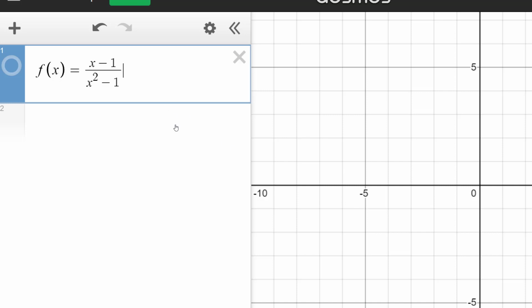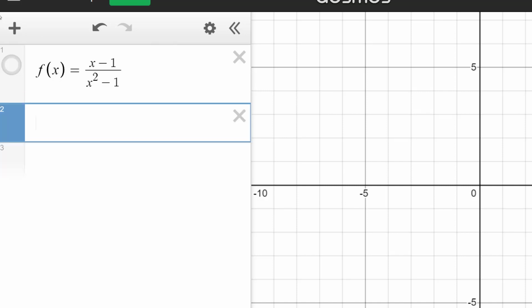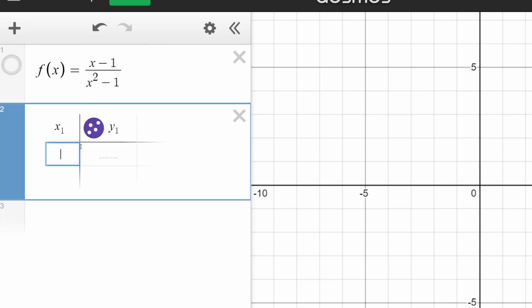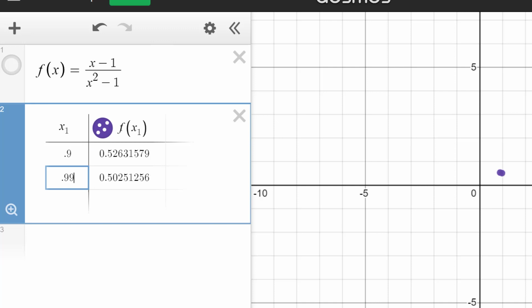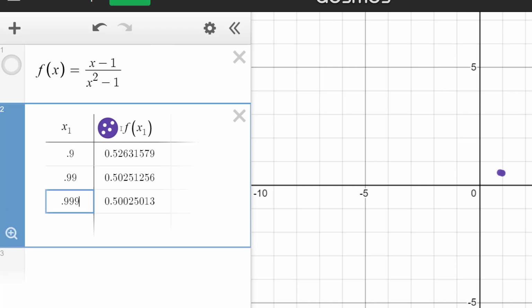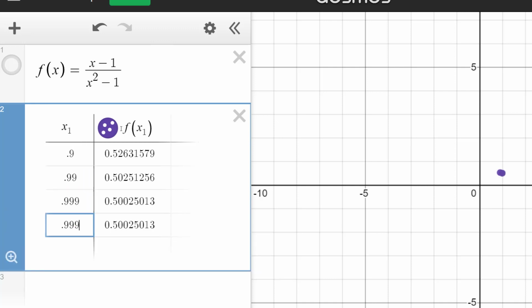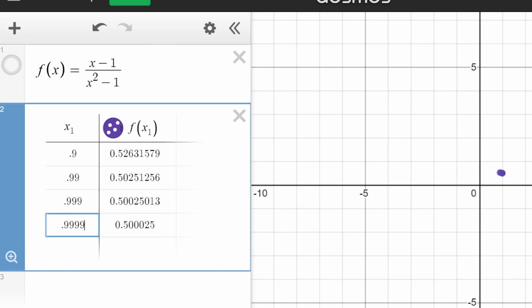Again, I'm not going to show the graph of it yet because I just want to showcase the table, and we're going to allow x to approach 1. Let me go ahead and replace this with f of x sub 1. And let's change these values. So I want x to get close to 1. You don't have to start at 0 and then 0.5. You can just start at 0.9 and then 0.99, then 0.999, 0.9999.